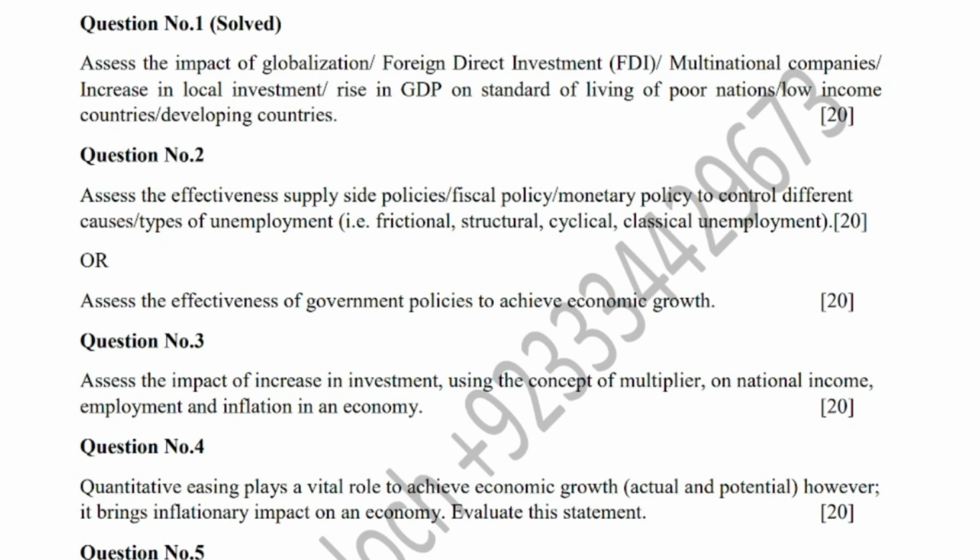And assess the impact of globalization, foreign direct investment, multinational companies, increase in local investment, rise in GDP on standard of living of poor, low income countries or developing countries. So I'm using the sign slash to show that examiner may use any of these terms, but not all of them, right? Keep in mind, examiner will never use all of these terms.